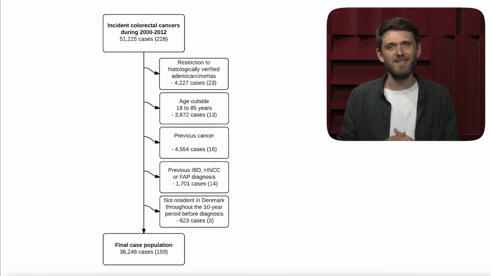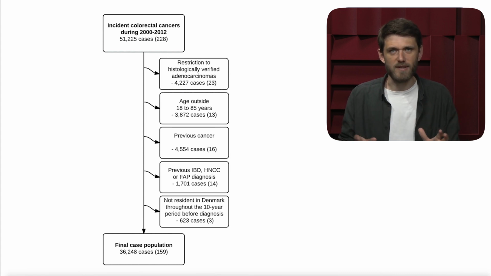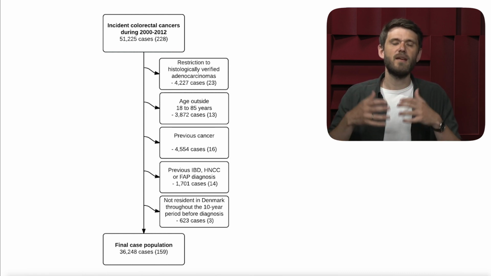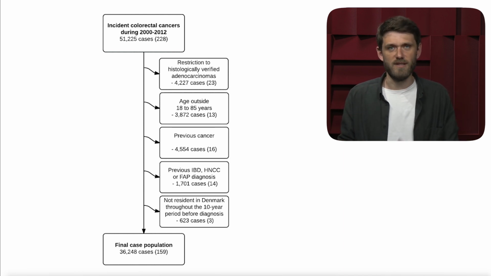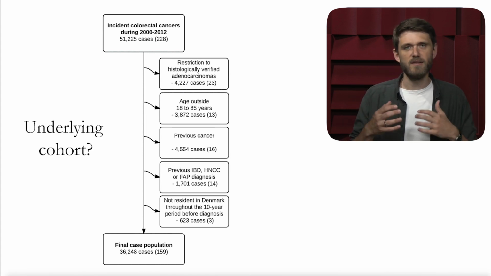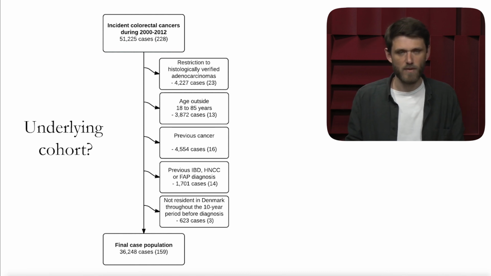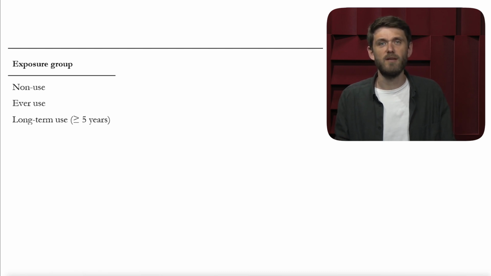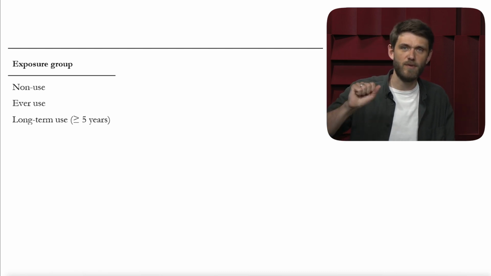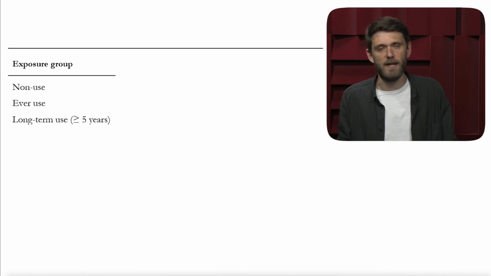And once we have these final 36,000 cancer events, we will then identify individuals from the background population that meet the same criteria, that is, come from the same underlying cohort, that are matched to these cases as controls. And again, this describes the underlying cohort more so than the flow of case patients. Once we have these individuals, we are looking into their drug use pattern. So we now have a group of people with colorectal cancer and a larger group of people without colorectal cancer.